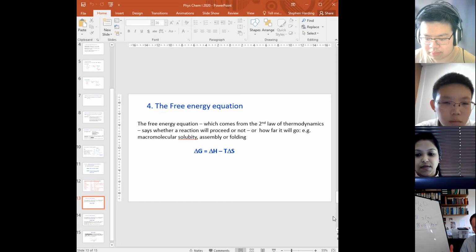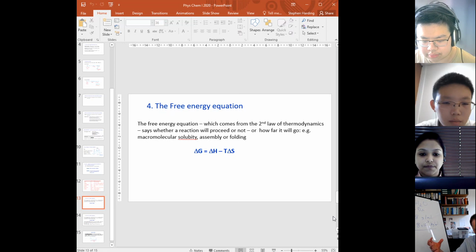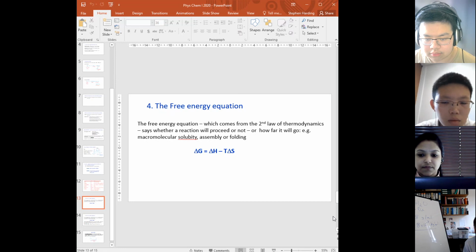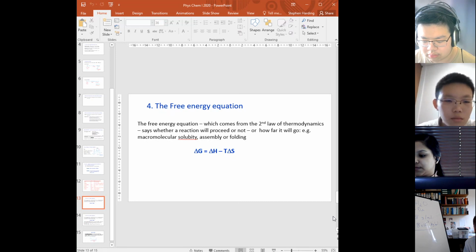So it dictates whether a protein is folded or unfolded, a polysaccharide folded or unfolded, whether molecules interact with each other or whether they stay apart, whether a molecule will dissolve in a liquid or whether it won't, it'll stay dry. All this is governed by the free energy equation, which comes from the second law of thermodynamics. It's a form of the second law of thermodynamics, which tells us if a reaction will proceed or not. And it's this equation here.